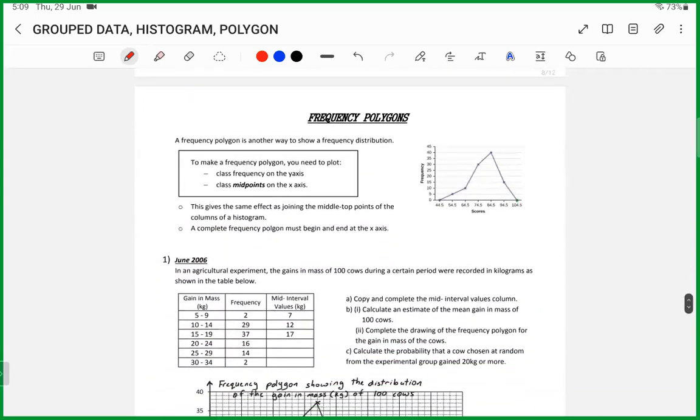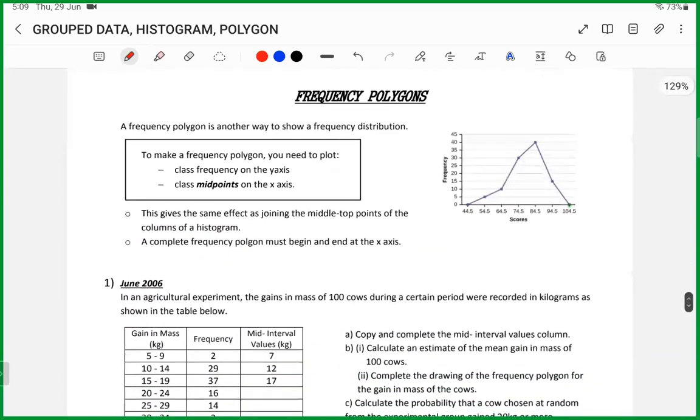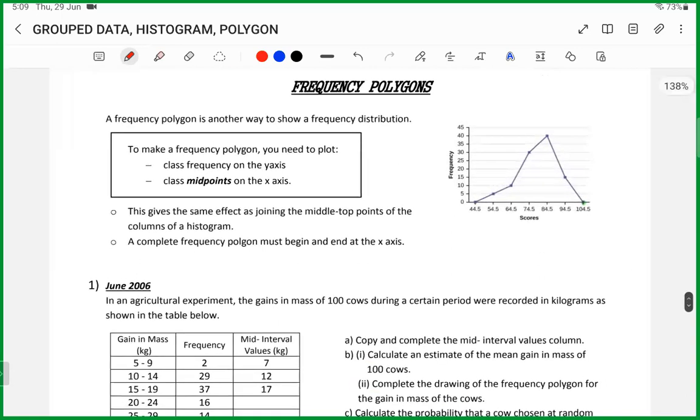Okay, so now we are moving on to frequency polygons, right? So we did histograms. A histogram is a type of frequency distribution, right? What is a frequency distribution? Well, it has frequency on the y-axis and whatever the data is on the x-axis. So it's a frequency distribution. A frequency polygon is also a frequency distribution because it has the frequency on the y-axis and then the data on the x-axis. Now, frequency polygons and histograms are actually related.